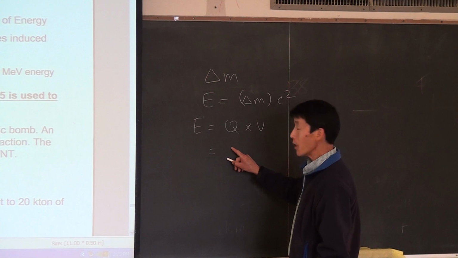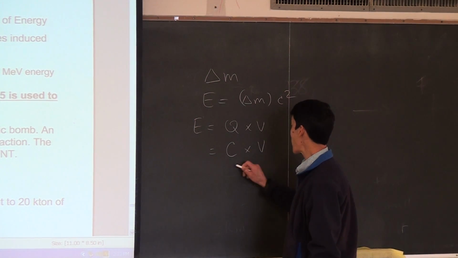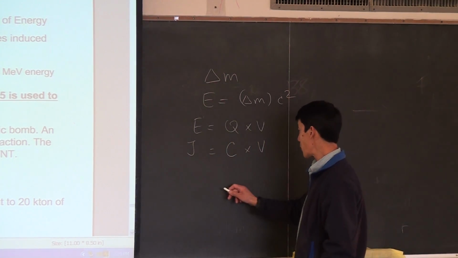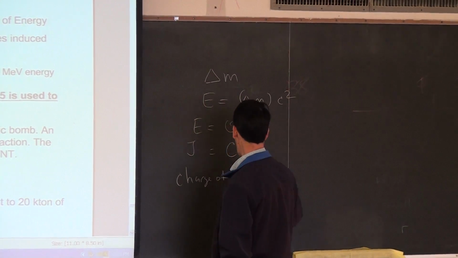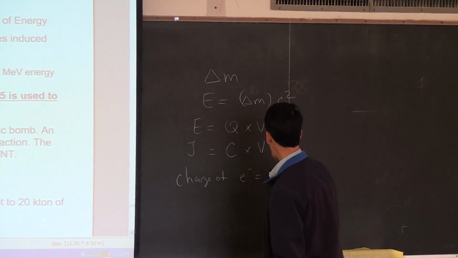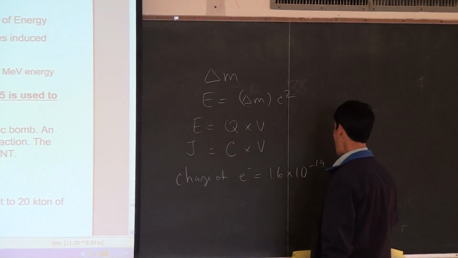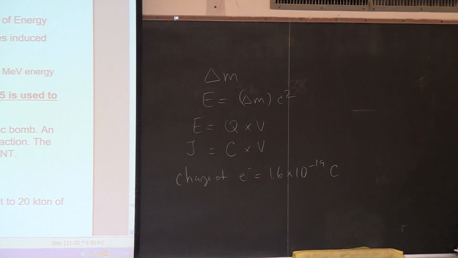The charge is in coulombs, and the voltage is in volts, so this is equal to joules. The charge of an electron is 1.6 times 10 to the minus 19 coulombs. Anyway, 1 electron volt is equal to 1.6 times 10 to the minus 19 joules.